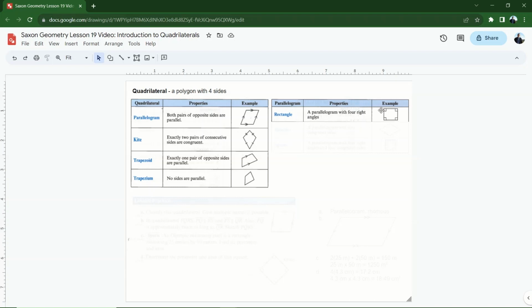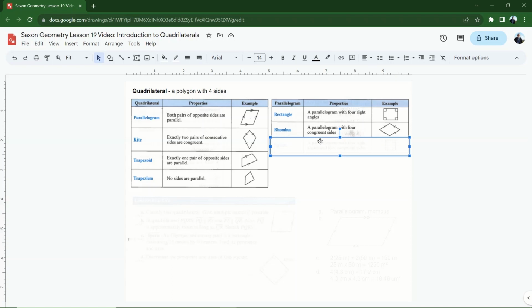Four angles, each of them 90 degrees. A rhombus is a parallelogram with four congruent sides. Now notice the sides are congruent, but also the opposite sides are parallel in a figure that has 4 congruent sides. In fact, anytime a figure has 4 congruent sides, the opposite sides have to be parallel. There's no other way to arrange it.